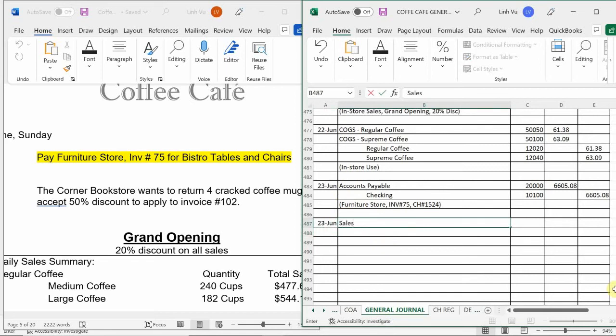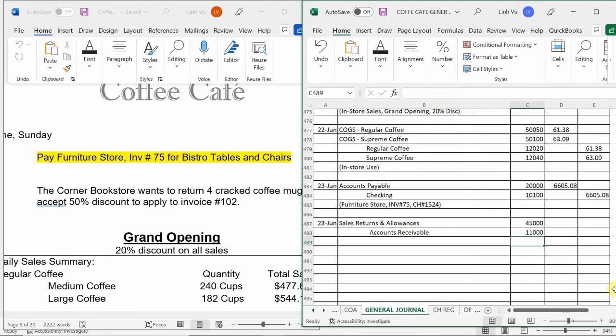Are they coffee mugs? Not coffee mugs, because he's not returning the product. Credit accounts receivable? Good. Excellent. We are going to be crediting his accounts receivable because instead of giving him his money back, he wants us to reduce his accounts receivable so he owes us less money. So the credit is accounts receivable.